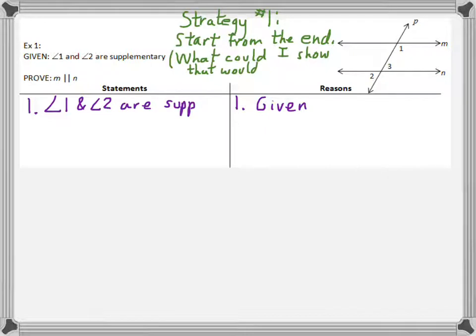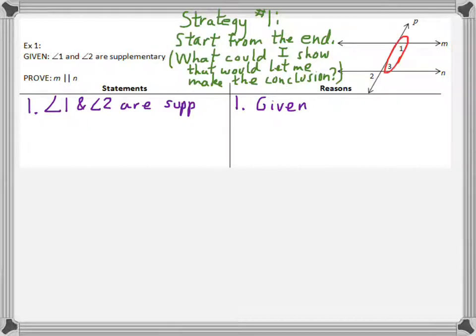You ask yourself, what could I show that would let me make the conclusion that's supposed to come at the end of the proof? This is similar to the problem-solving strategy working backwards. This is a strategy, by the way, that's not specific just to a kind of proof, but something that you can use in general for any kind of proof. Let's look at where we need to get in the end. We need to prove that line M is parallel to line N.